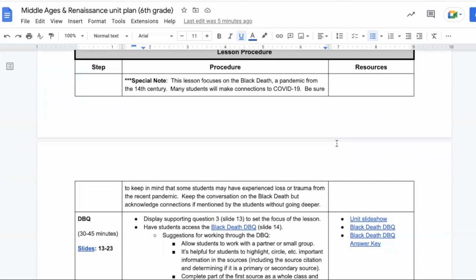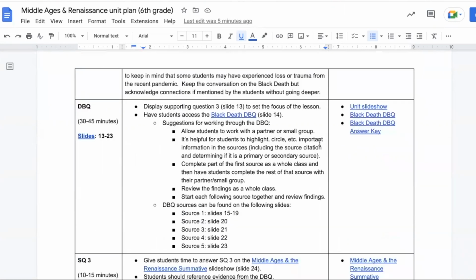Be sure to keep in mind that some students might have experienced loss or trauma from that pandemic, and try to keep the conversation on the Black Death, but do make acknowledgments if students ask questions with connections between the 2 pandemics. The majority of learning in this lesson is from the Black Death DBQ.